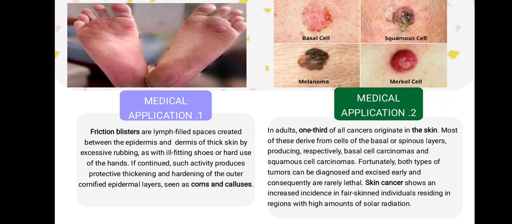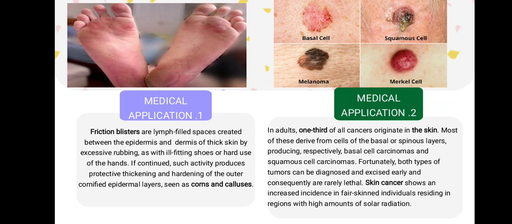So, it is possible because of excessive rubbing, ill-fitting shoes, or hard use of the hands. The friction blisters are spaces created between our epidermis and the dermis, which are lymph-filled spaces. Such continued activity is seen as corns or calluses.